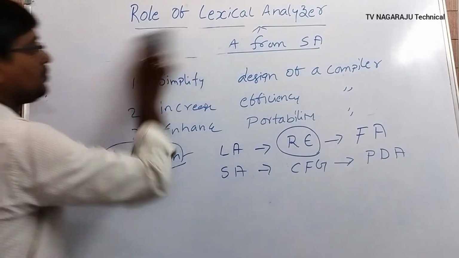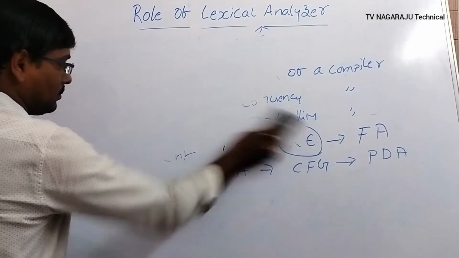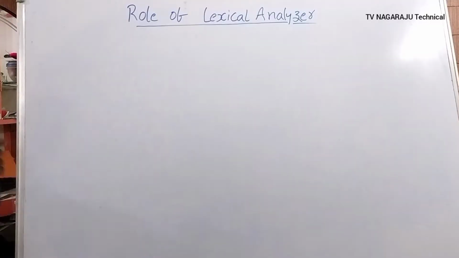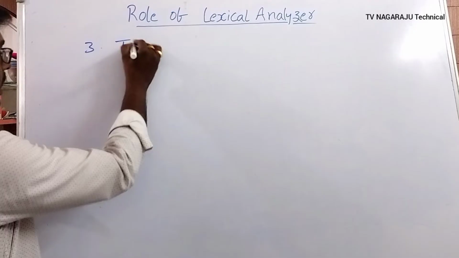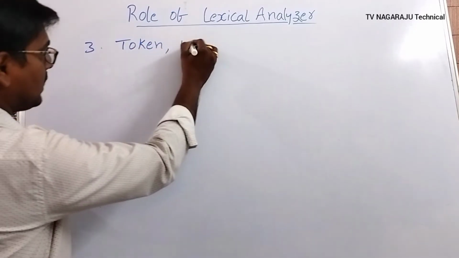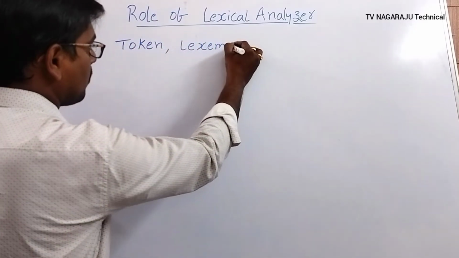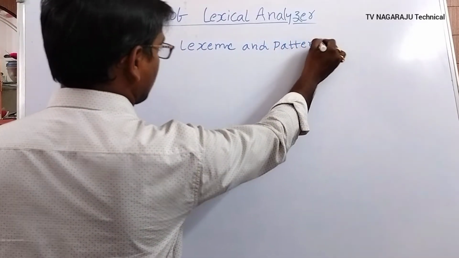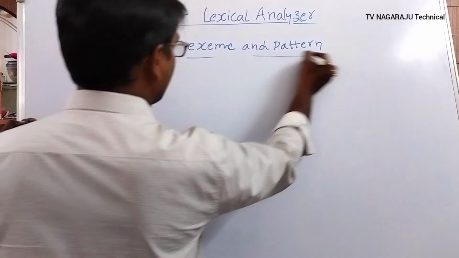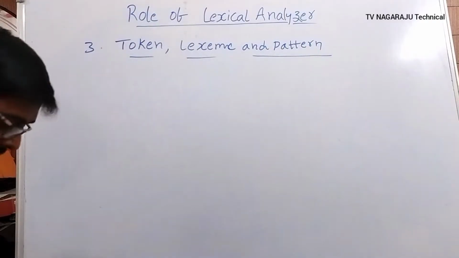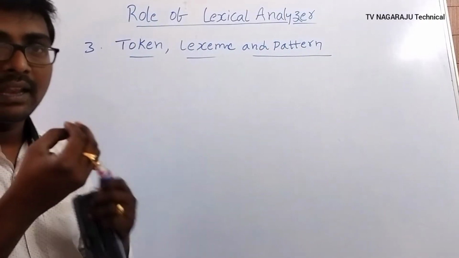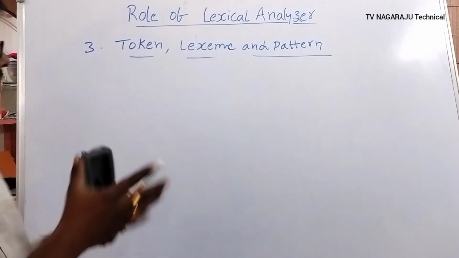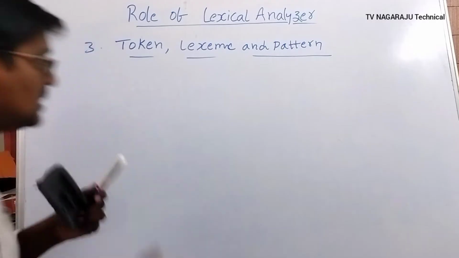Now, the third one is token, lexeme and pattern. What do you mean by token? Simply, the lexical analyzer reads the source program character by character and generates tokens.